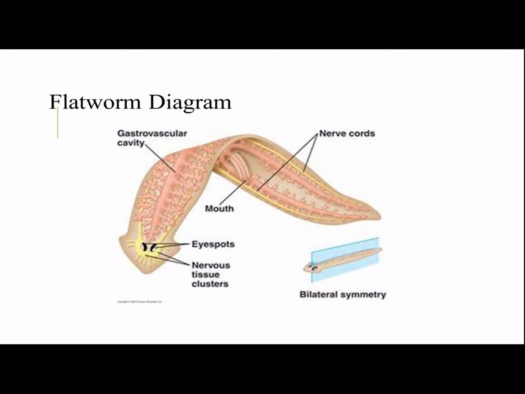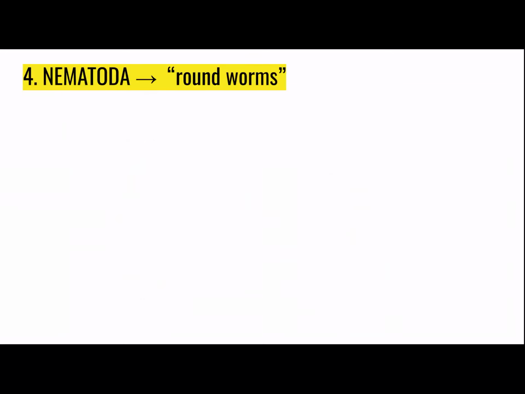All right, and so you would end up with two worms. And again, that's a form of asexual reproduction for these organisms. All right. Now, the second phylum of worms is phylum Nematoda. And Nematoda are roundworms.